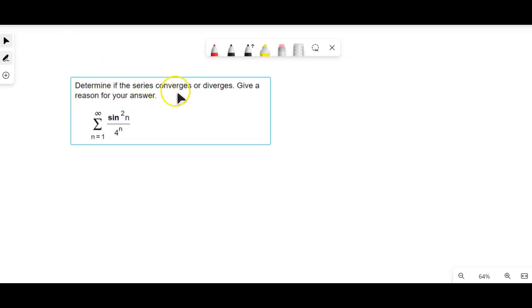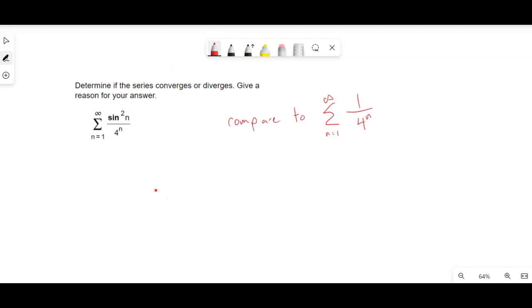All right, we are going to determine if the series converges or diverges and give a reason for our answer. So what I'm going to do on this one is compare it to 4 to the n. This is going to be a direct comparison.